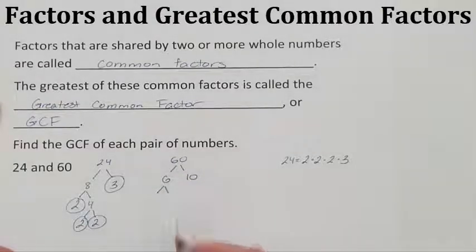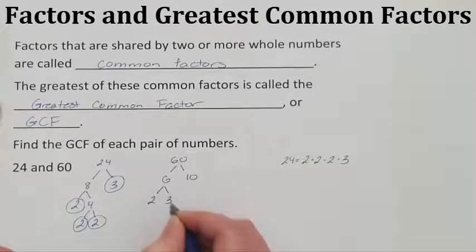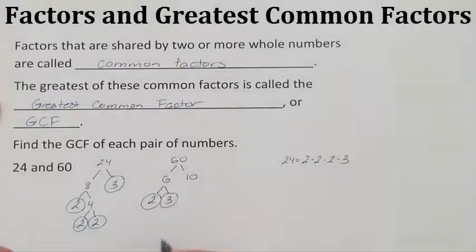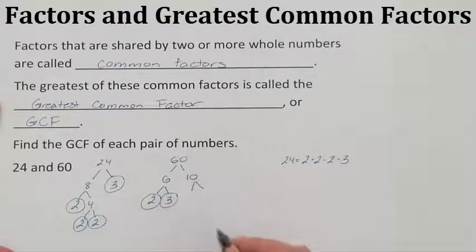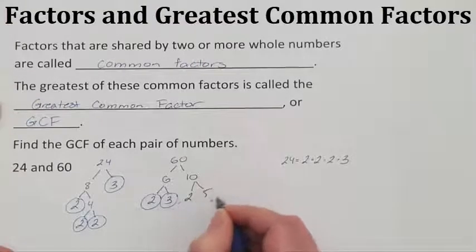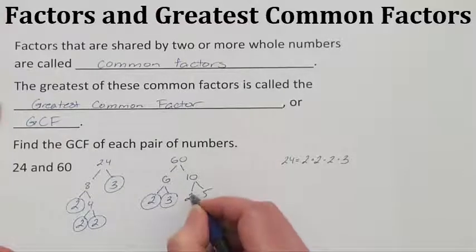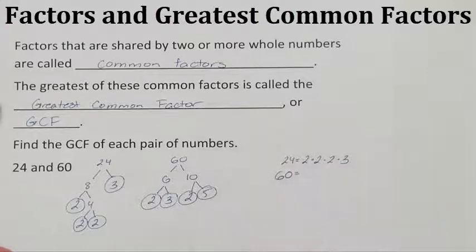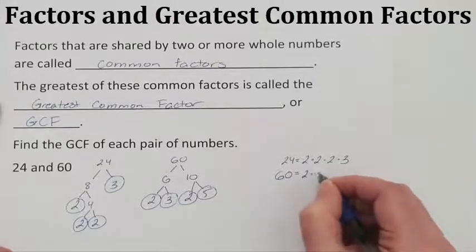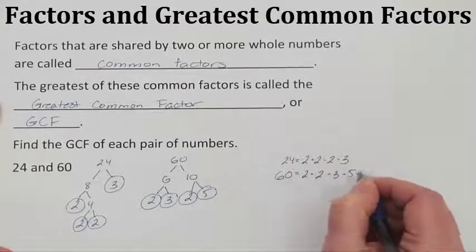6 can then be broken up into the factors of 2 and 3 because 2 times 3 gives me 6. 2 is prime and 3 is prime. That branch ends. Now I need two numbers that multiply together to give me 10. 2 and 5 multiply together to give me 10. 2 is prime, 5 is prime. So looking at this, I see the prime factorization for 60 is 2 times 2 times 3 times 5.